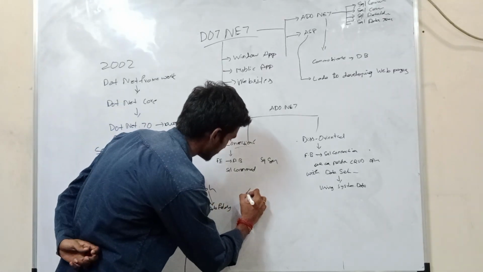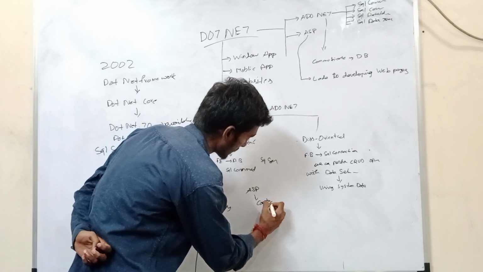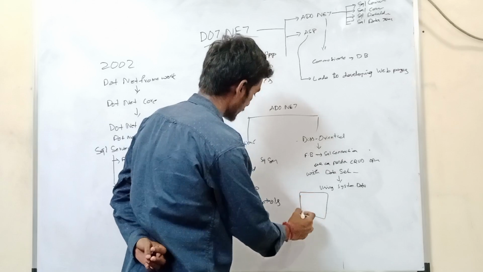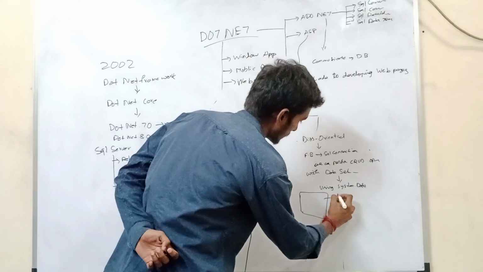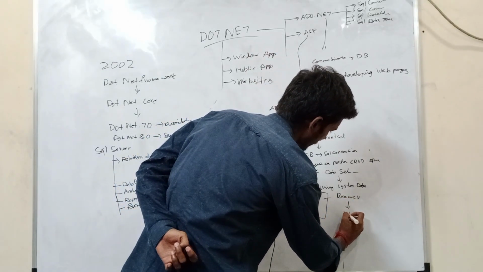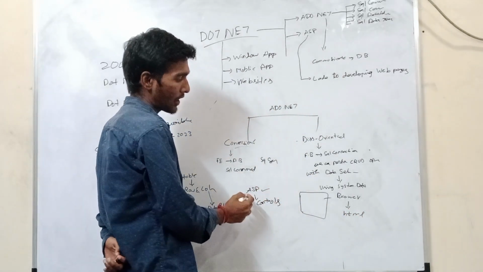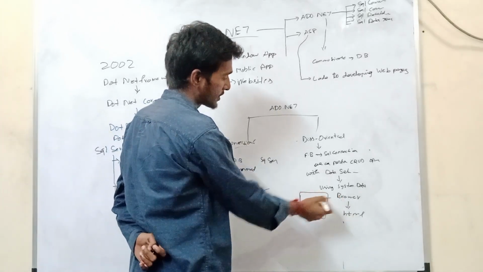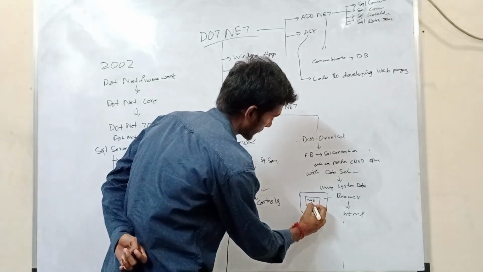ASP.NET, we have controls in that. With the help of controls on the page, we can communicate with the browser. The browser-understandable language is HTML. First we write the code in ASP.NET. After that it is converted into HTML. That HTML is understood by the browser, and we can display the web page.